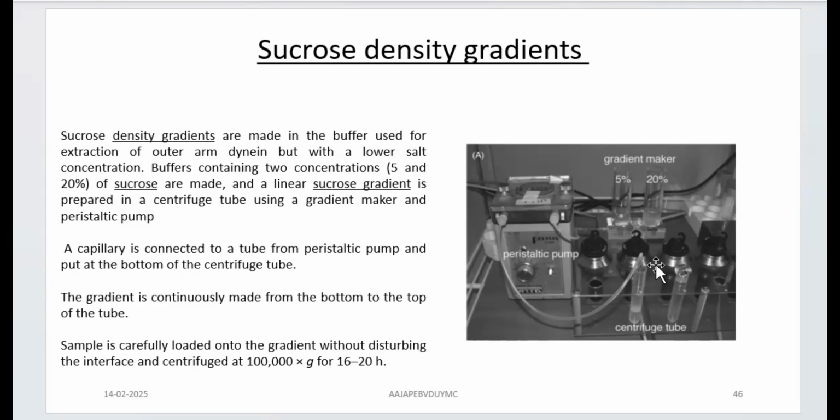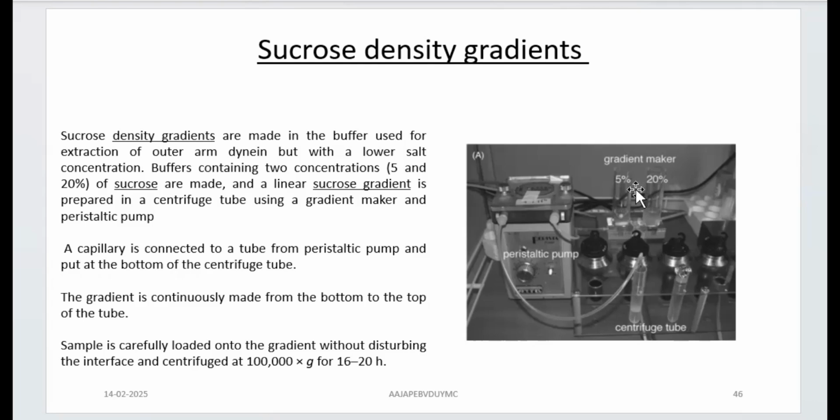All right. So a capillary is connected to a tube from the peristaltic pump, and it is put at the bottom of the centrifuge tube. And what you are going to do is you are going to apply the pressure. So a gradient will be generated because part of 5% and part of 20% will get added to it.